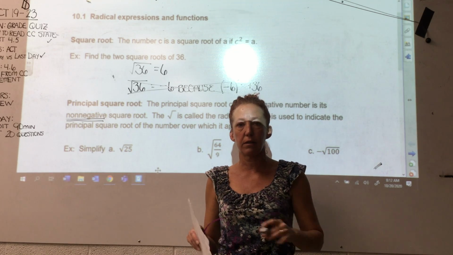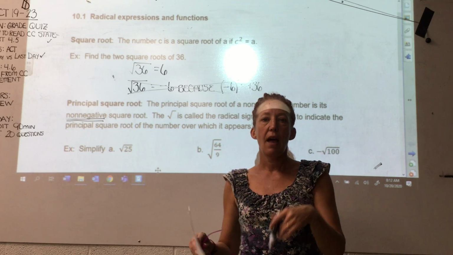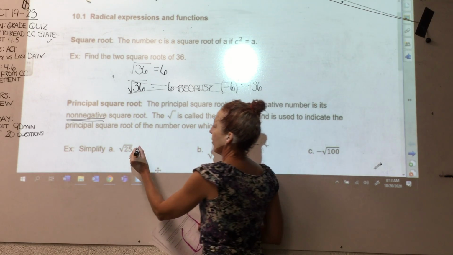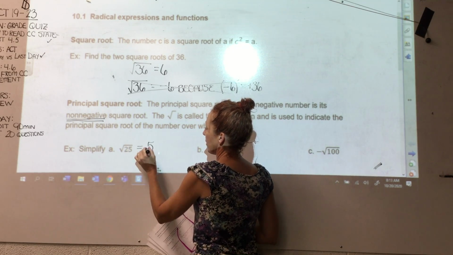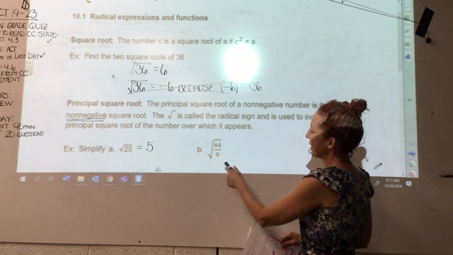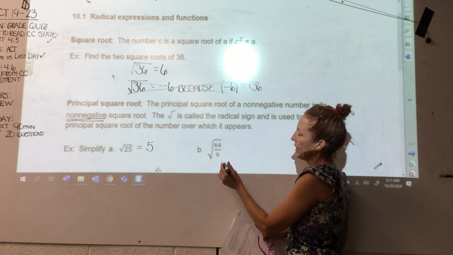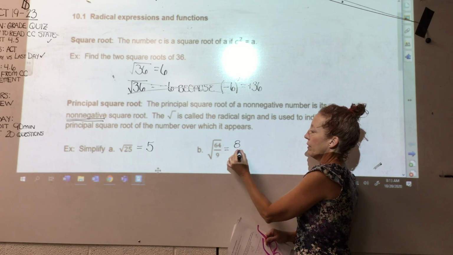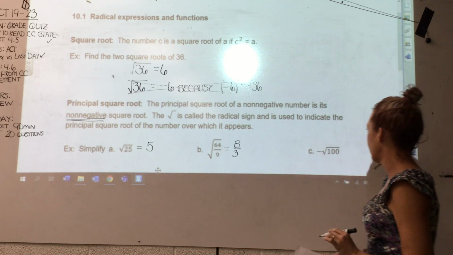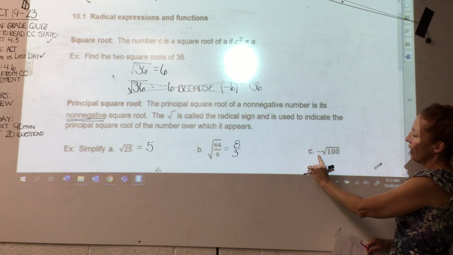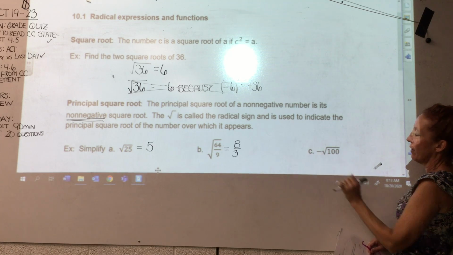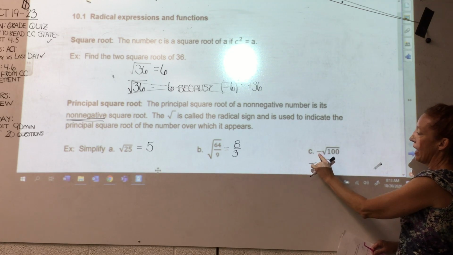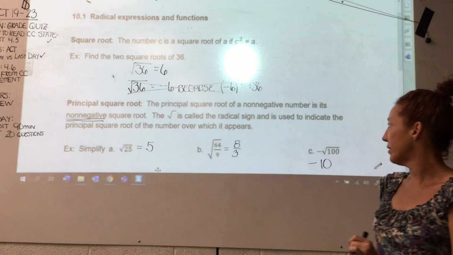So it's kind of not fair because you kind of get used to just doing the positive. And then when we hit chapter 11, we take both answers once again. So this is a temporary thing. So the square root of 25 is automatically 5. If it's in a fractional form, don't let that intimidate you. The square root of 64 is 8. The square root of 9 is 3. And over here, if you have that negative out in front of your square root, then square root of 100 is just 10, and that negative can just travel straight down.